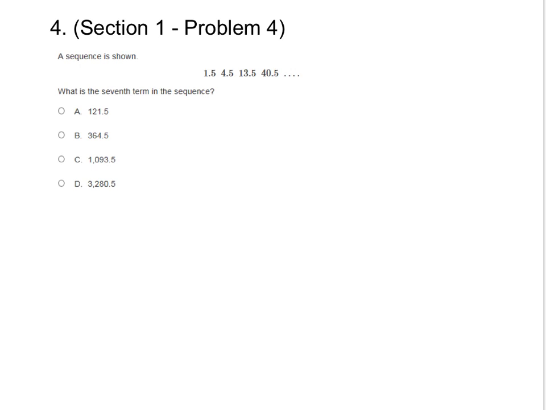So they give us a sequence, 1.5, 4.5, 13.5, and 40.5. And we have to figure out what the 7th term in that sequence is. So we learned about 2 different types of sequences, arithmetic and geometric. Arithmetic would be that you are adding the same number to get the next term in the sequence.